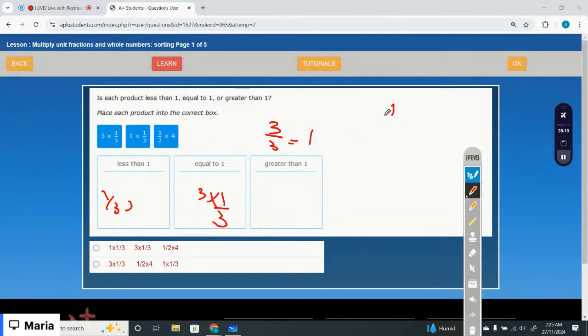And 2 times 1 by 2 times 4 is 4 over 2. The correct option is 2. That is again greater than 1. That is 1 by 2 times 4.